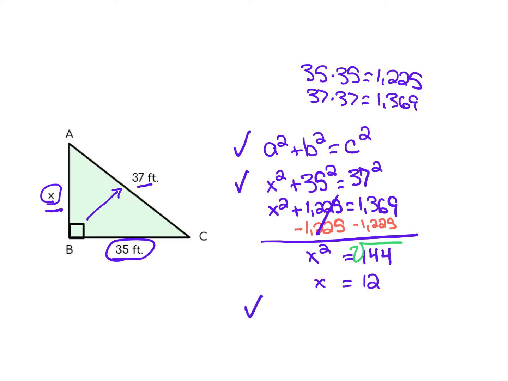So now our last check is just to double check our answer for reasonableness. So remember, when we're trying to find the legs, these are the two shorter sides, so they have to be smaller than the hypotenuse. So looking at 12, it looks like a good, strong, reasonable answer. So our final check is x equals 12, and we want to label it with feet. So final answer, x equals 12 feet.